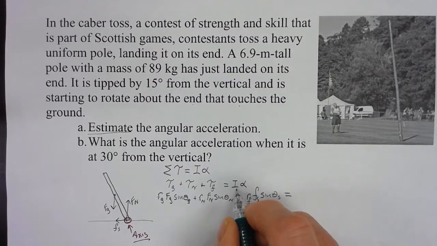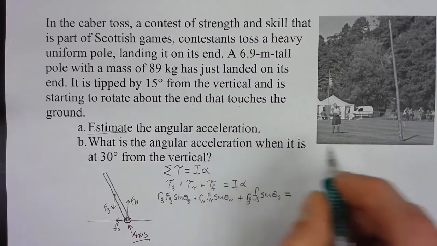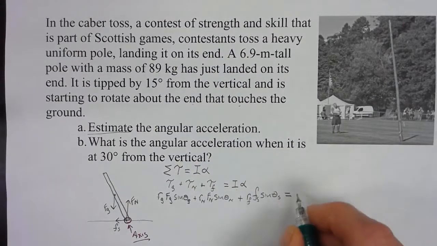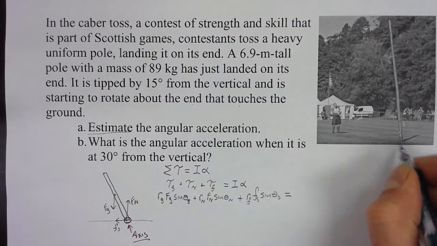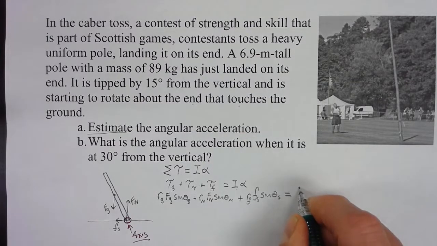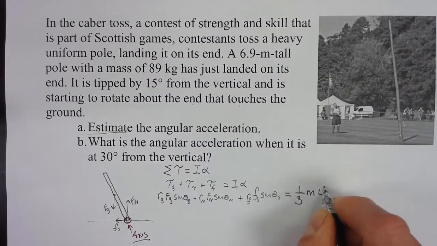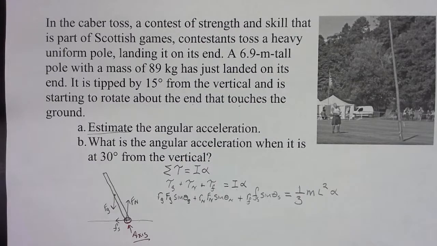Now we're considering the object to be a thin rod, and a thin rod about its end, its inertia is 1/3 its mass times its entire length squared. Then that's the inertia, then we multiply that by alpha.